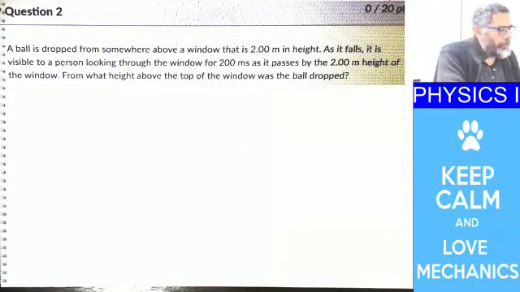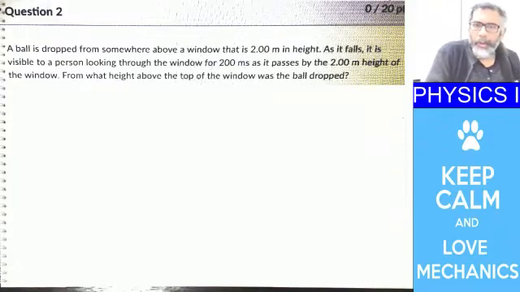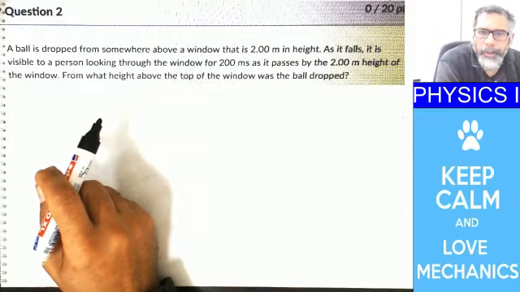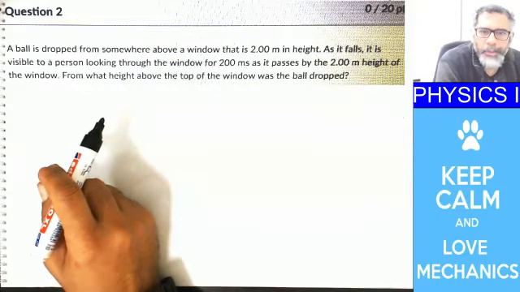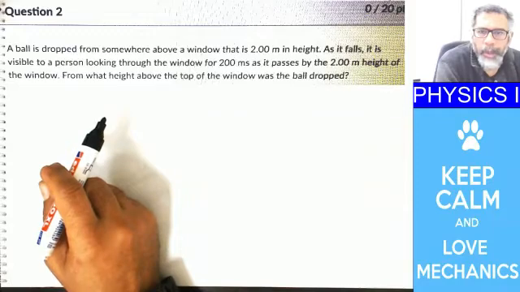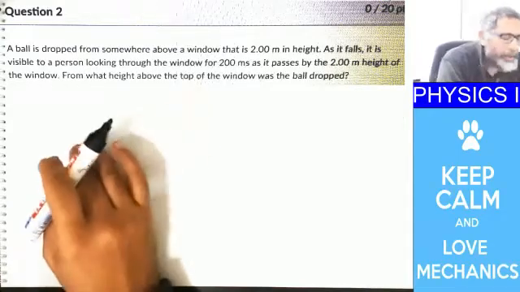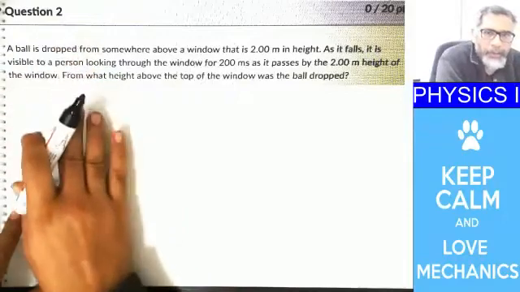Again, it is sent by one of you. A ball is dropped from somewhere above a window that is 2 meters in height. And as it falls, it is visible to a person looking through the window for 2 milliseconds as it passes by the 2 meter height of the window. From what height above the top of the window was the ball dropped? So, if you understand the question, then half of it is done.